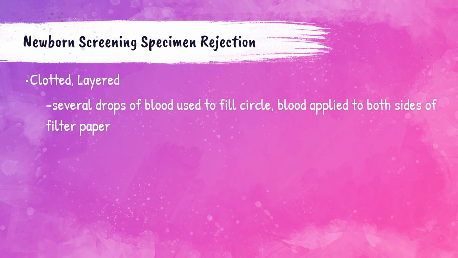Lastly, if the newborn screening test area is clotted or layered, this will cause it to need recollection. So this can be caused by using several drops of blood to fill the circle, or applying blood to both sides of the filter paper to fill the circle. Okay, so this concludes the lecture on dermal punctures.